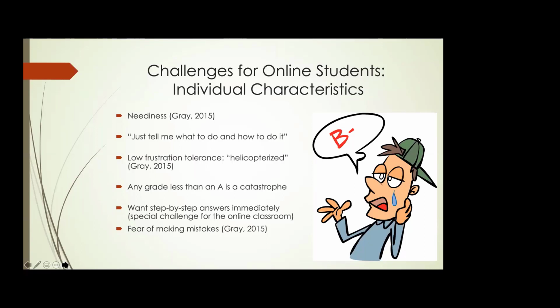Gray talks about, in regard to these, low frustration tolerance, easily giving up. He calls that being helicopterized. And I'm sure we've all seen the fourth one, and that's the graphic. Oh gosh, any grade less than an A, oh, that's catastrophic. I've seen students fall apart if they got even, not like this guy in the graphic, but a B plus. It's just absolutely the end of the world, you know?